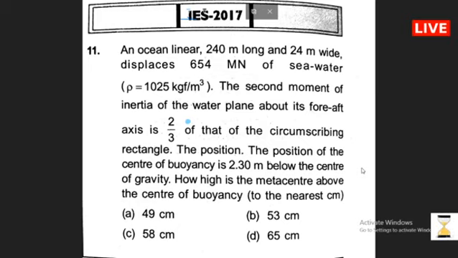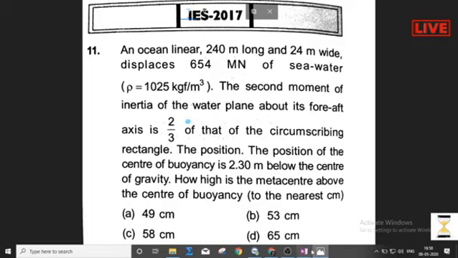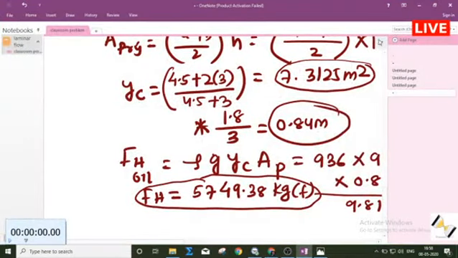So what is it asking? You have to find out the metacentric height. We have to find out this GM. What is the metacentric height? So let me solve this one.